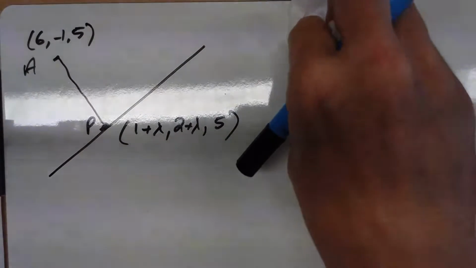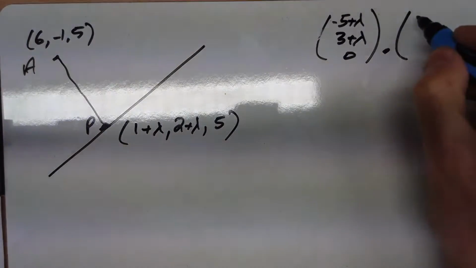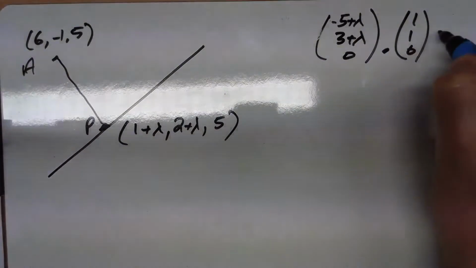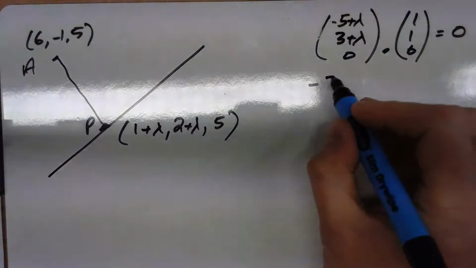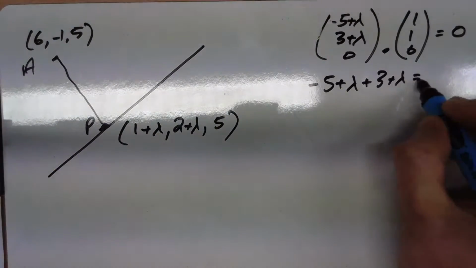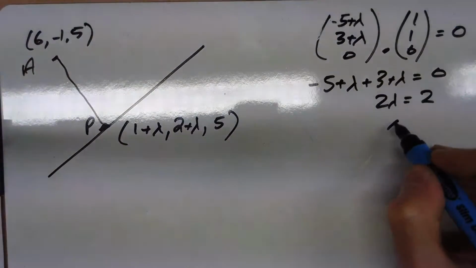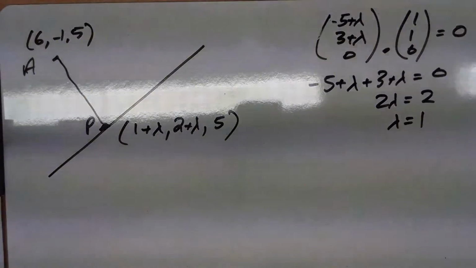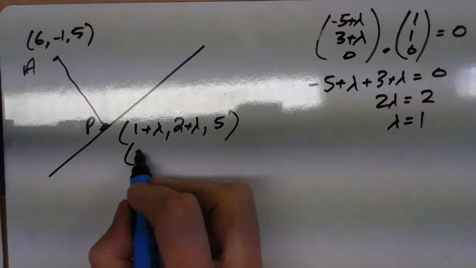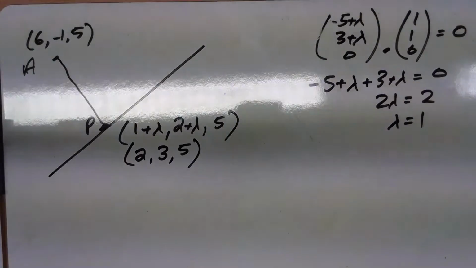I don't want that. I want to dot that with the direction of the line. The direction of the line is (1, 1, 0), and this is going to equal 0. So quite a nice one here, we've just got 2 lambdas. 2λ = 2, and so λ must equal 1. So if λ equals 1, this point here is (2, 3, 5). That's point P.